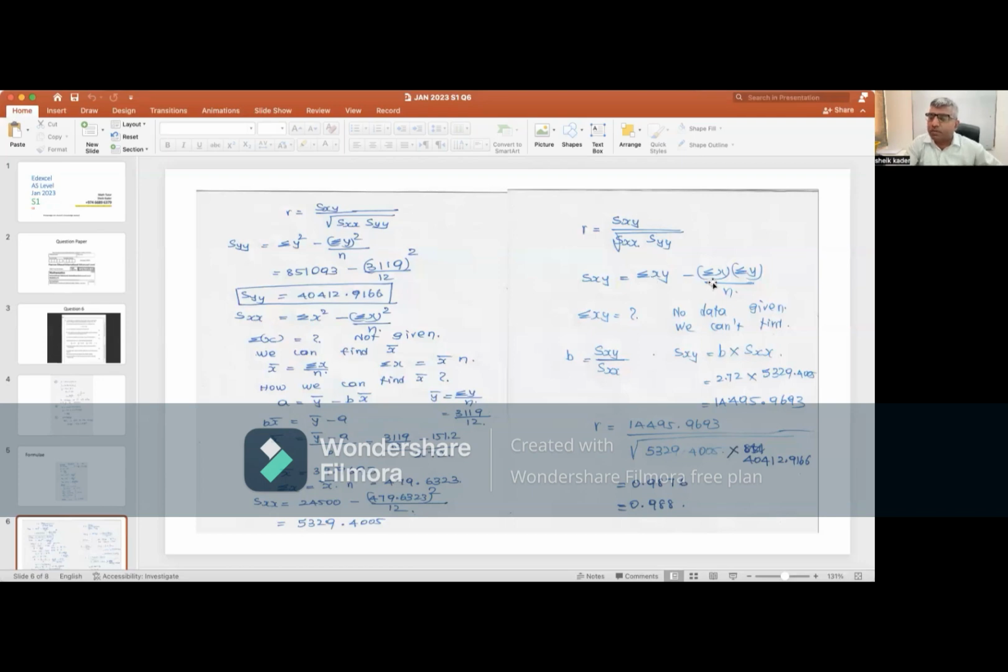Now Sxx we found, Syy we found, Sxy we have to find. What is the formula? Sxy equal to sigma xy minus sigma x times sigma y over n. Sigma xy data is not given, so it is difficult to find Sxy with this formula. So what is the other formula? b equal to Sxy over Sxx, so Sxy equal to b times Sxx, 2.72 times 5329.4005. If you do it, you get 14495.9693. If you substitute all these values, r equal to Sxy over square root of Sxx times Syy, you will get 0.9876, that is 0.988. We have proved it.